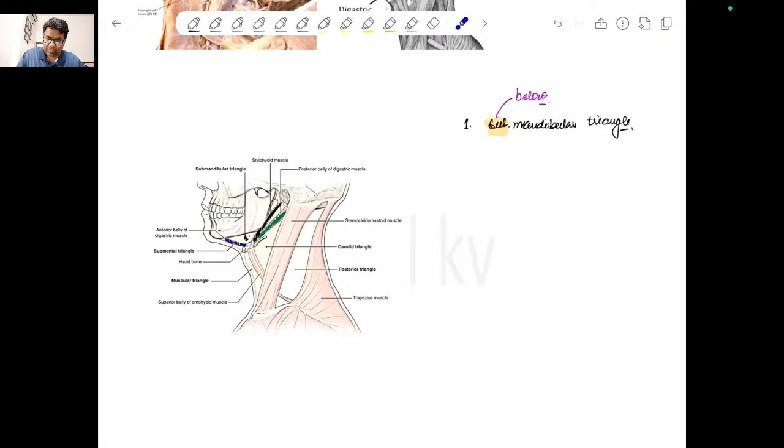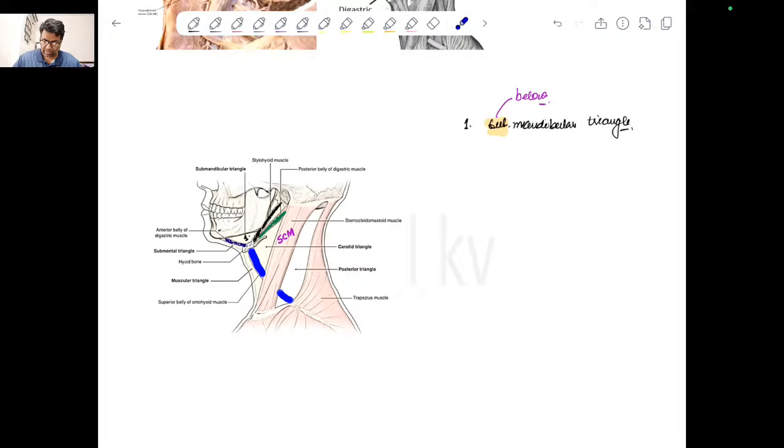Then see this big muscle. It is connecting the mastoid process to the sternum and through the clavicle. So this is the sternocleidomastoid muscle. Okay, so this is the sternocleidomastoid muscle. You can write it like this. So this is sternocleidomastoid. Anteriorly, we can see one muscle which is running like this.